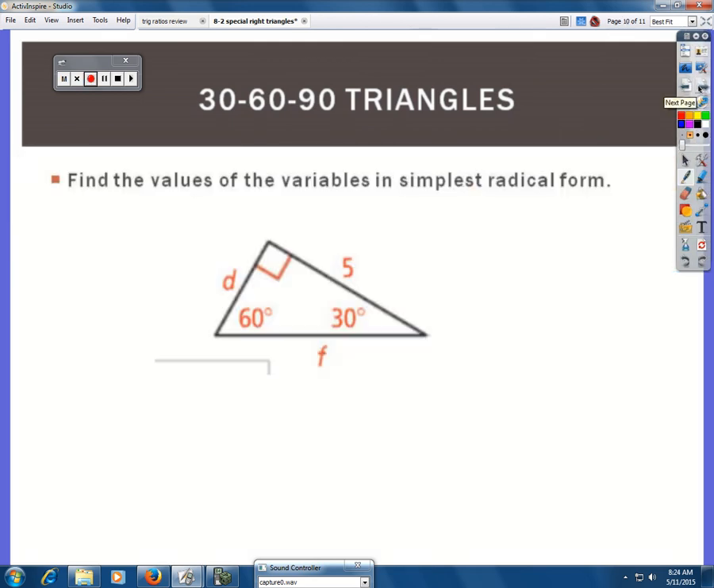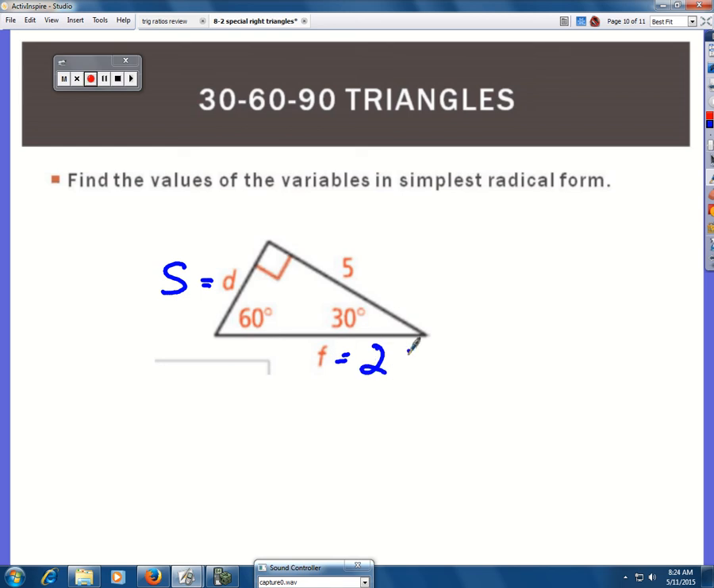Find the values of variables in simplest radical form. We're going to follow the same steps that are on the other side of your paper for the 45-45 right triangles. So my shortest side is always opposite the 30-degree angle. So if I look across from there, that shortest side is my S. And then remember, hypotenuse is 2S, and longer leg is S square root 3. The longer leg, remember, is always adjacent to the right angle. Okay, so I know what here? I know the longer leg. So I know that 5 is equal to S square root 3.